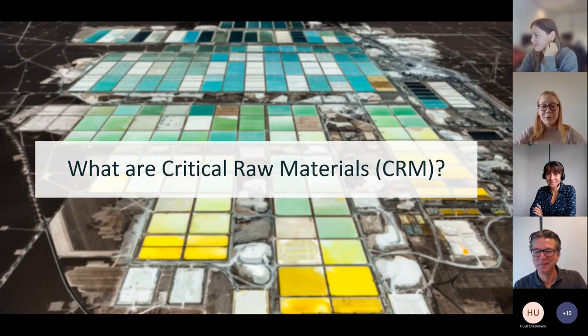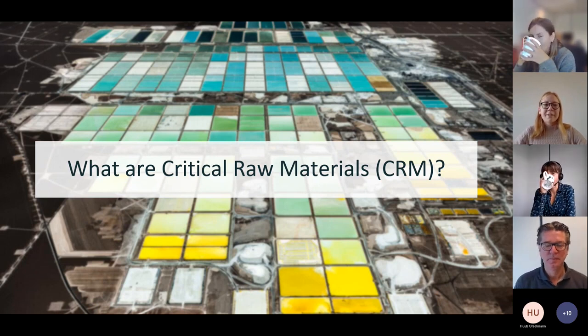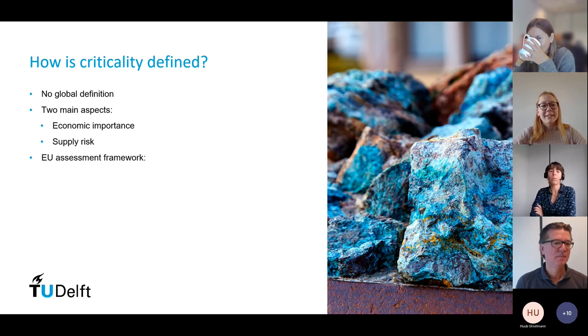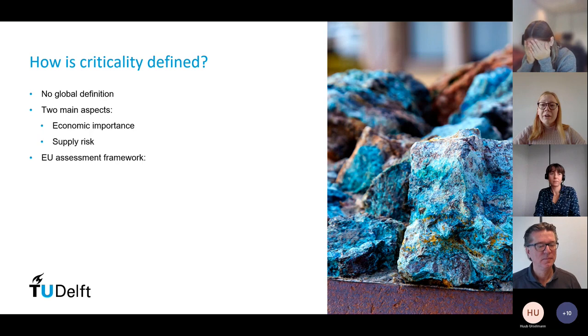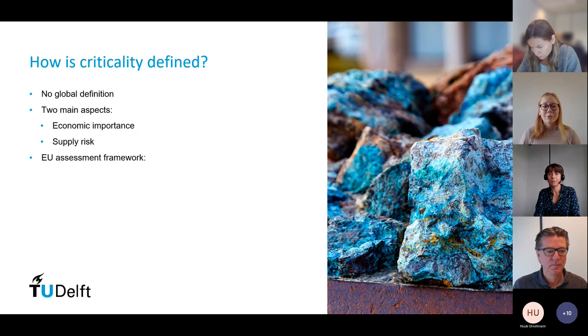So this is actually a question that I'm going to walk you through now. So we will take a look together at what critical raw materials are and how they are assessed. So how exactly is criticality defined? Well, first of all, there is no single global definition for critical raw materials. There are, however, two main aspects that apply. They are usually materials that are economically very important, and these materials have high supply risks. And of course, if you look at this, you can already see why there is no single global definition.